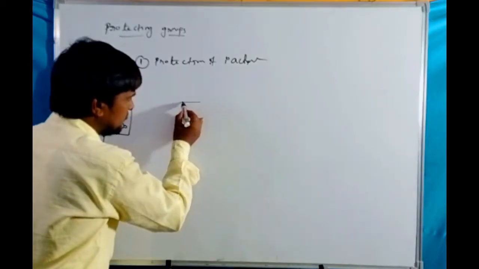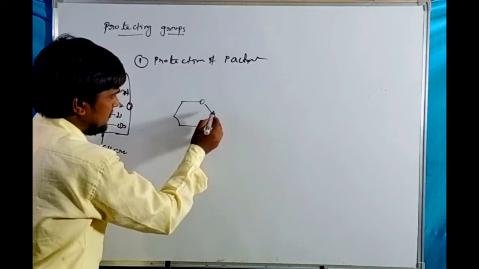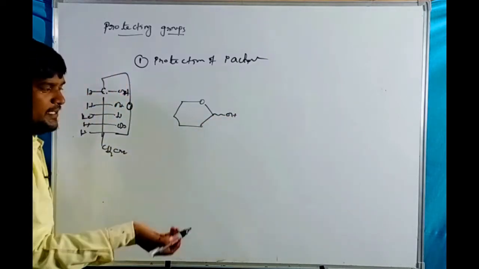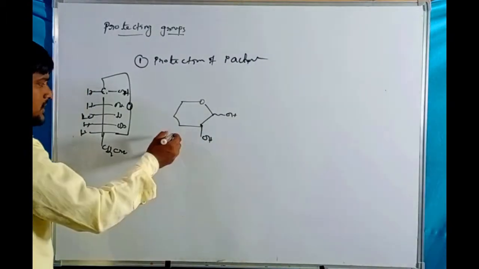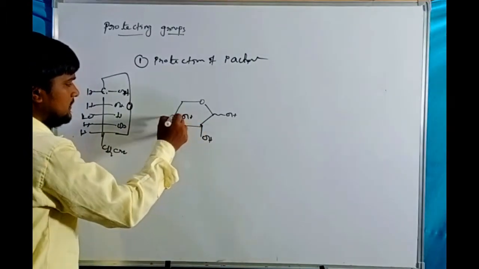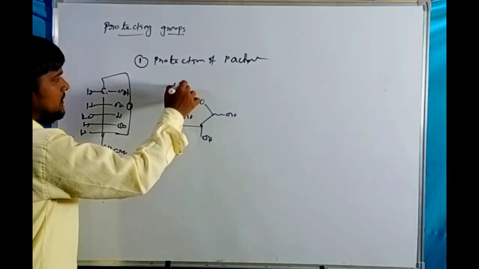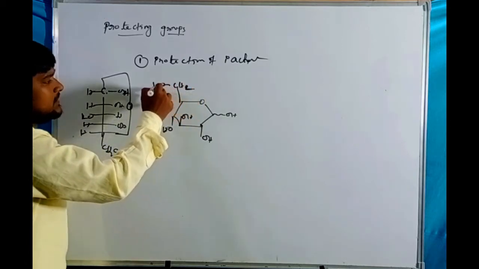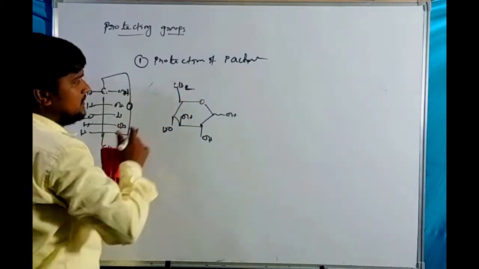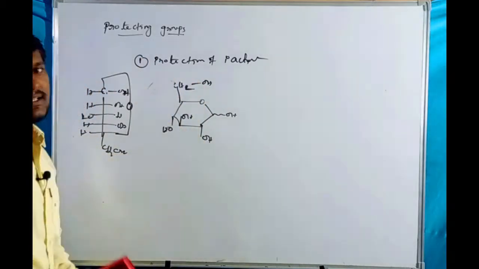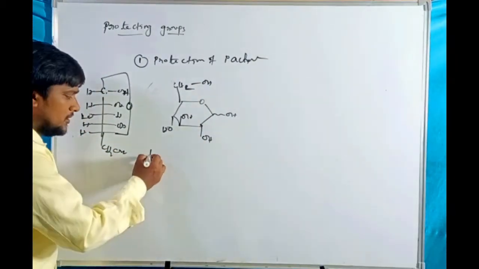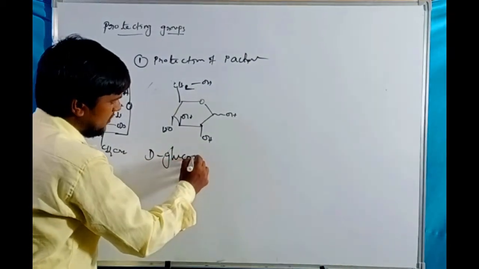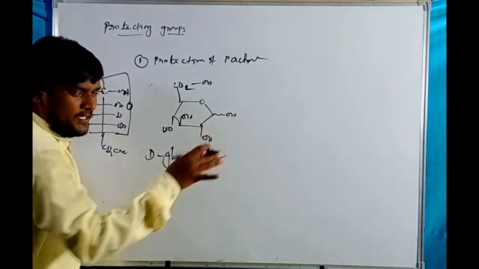Whenever this compound is written in a cyclic conformation, whether it is alpha or beta doesn't matter. According to our rule, right is up and left is down. The second is up, the third is up, the fourth is down, the fifth is up. So it indicates that it is the D isomer. CH2OH at the top position indicates the D configuration. This is called D-glucopyranose. If OH is below the plane, then it is alpha.